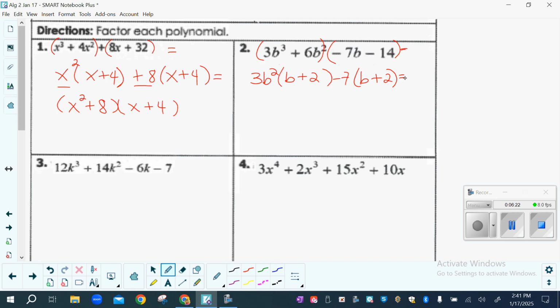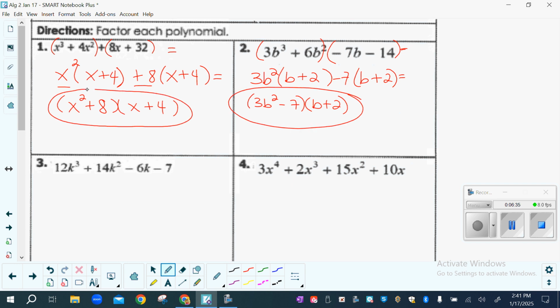Kristen? Yep. So now maybe you can see why we did that warm-up. Okay, go ahead and do this as your you try. Do number 3, please.